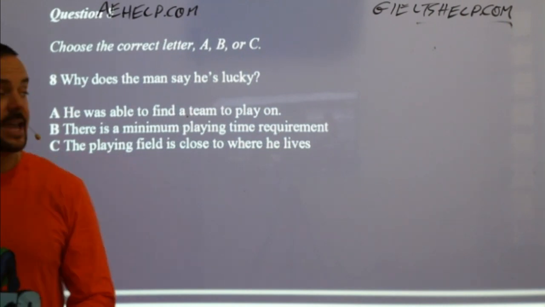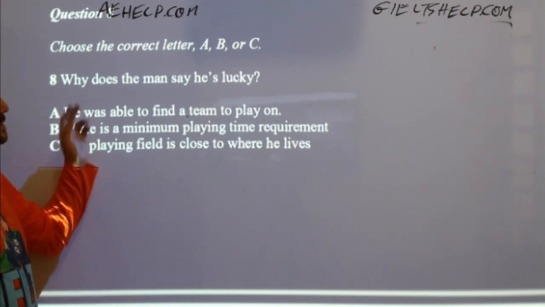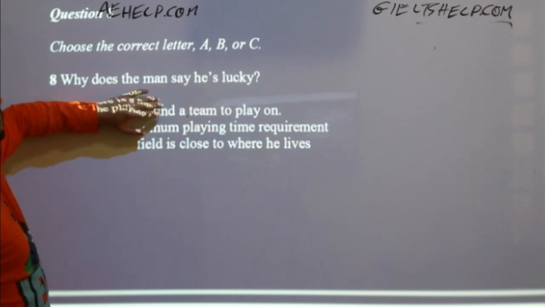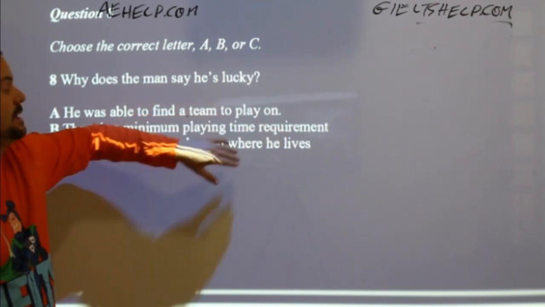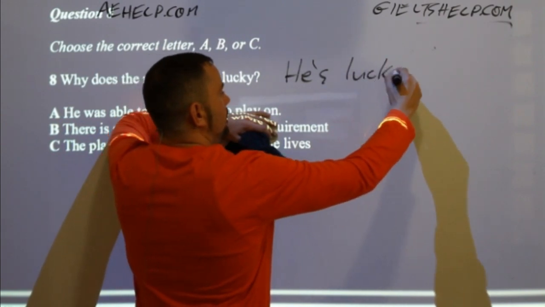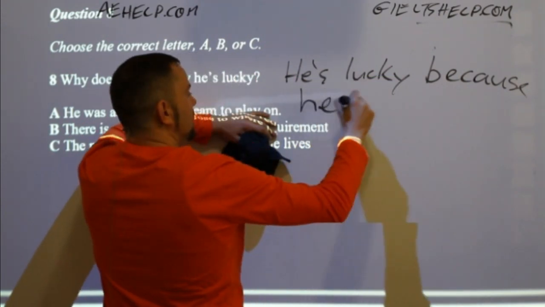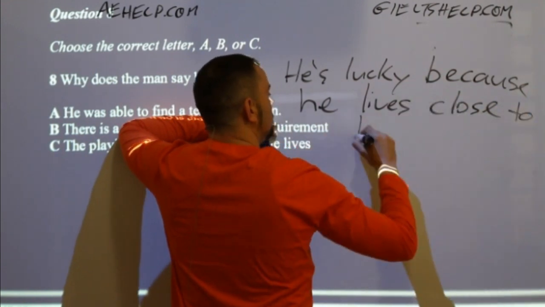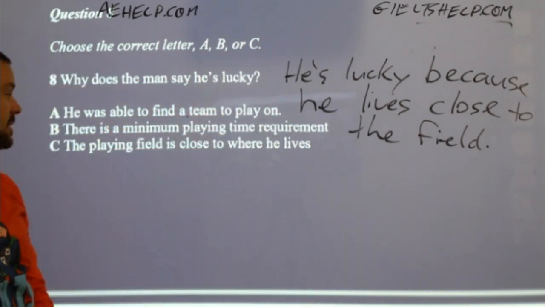Okay, number 8. Why does the man say he's lucky? Now, this is a multiple choice. Multiple choice you should answer without looking at the choices. So you should be able to say, well, he is lucky because, and then finish the sentence. He's lucky because he lives close to the field.